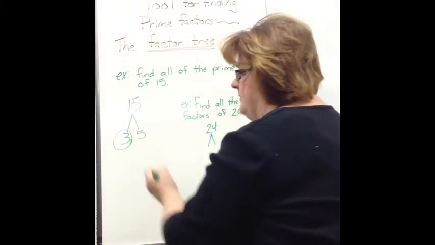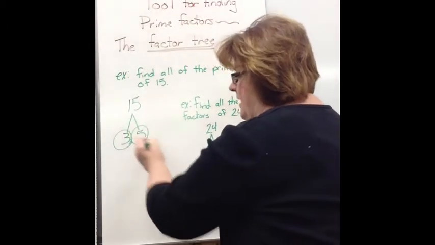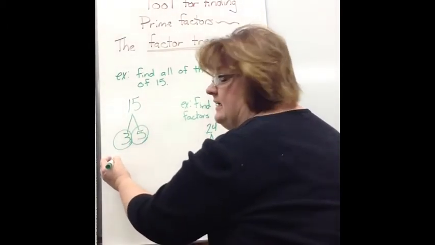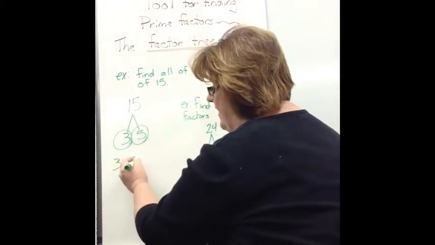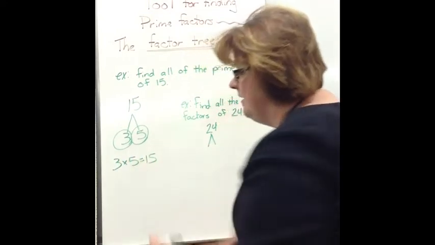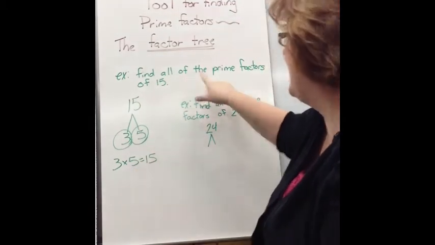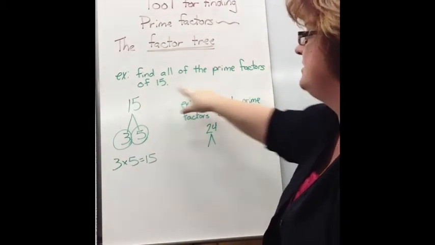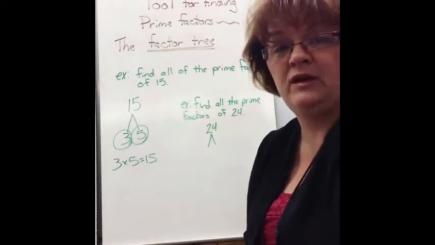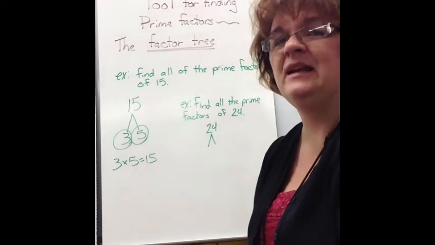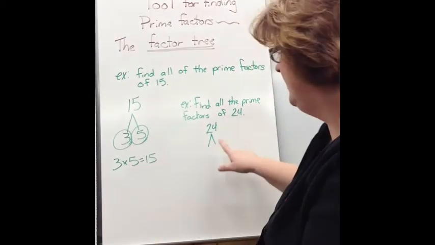So 3 is a prime number, 5 is a prime number, so my equation is 3 times 5 equals 15. Both of these are prime numbers. That is how I found all the prime factors of 15. Pretty simple. It can get a bit more complicated, so let's go ahead and work on another one.